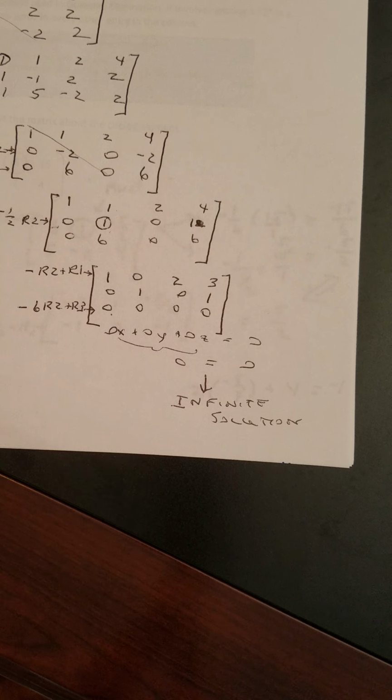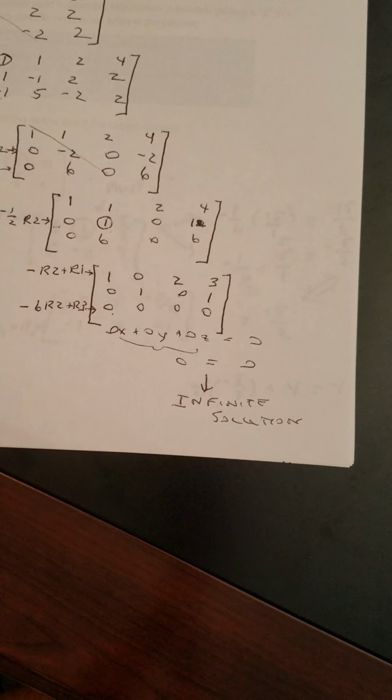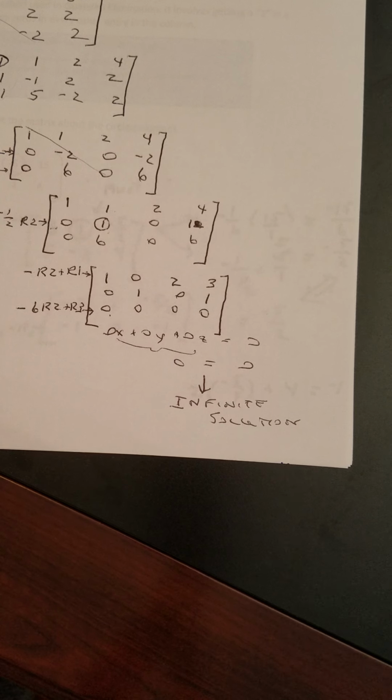Okay, that ends section 2.2. We started out where I gave you some guidelines on Gaussian elimination, and then I worked one example where you got a unique solution. Then I worked an example where you got the empty set or no solution. And then this was another example where you got an infinite solution.